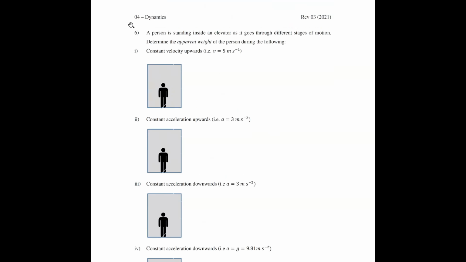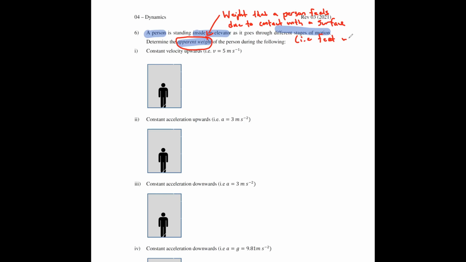Right, so right now over here you have a case where a person is standing inside an elevator as it goes through different stages of motion. Determine the apparent weight of the person during the following cases. Okay, now apparent weight is just the weight that a person feels due to contact with a surface. For example, feet with floor.